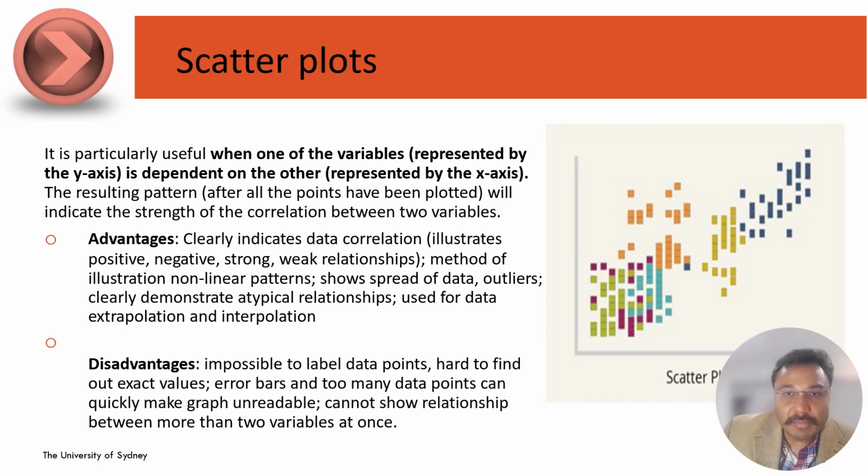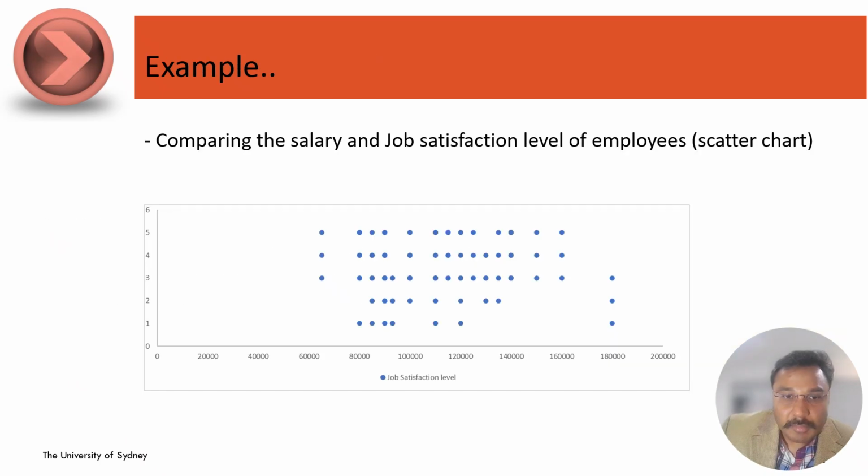However, they can be difficult to interpret when there are too many data points, and exact values are not easy to understand. This slide is an example which compares salary and job satisfaction level, and you see how the scattered dots are given in terms of salary and satisfaction level. What the salary gives them is a satisfaction level of 0 to, I think, 6.